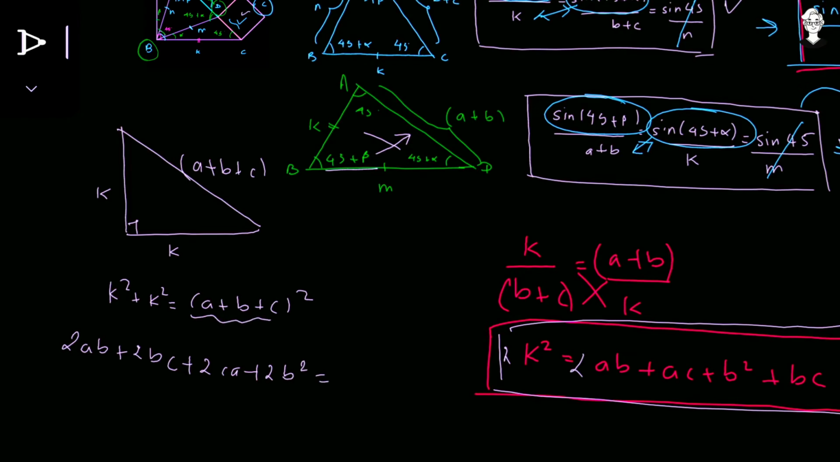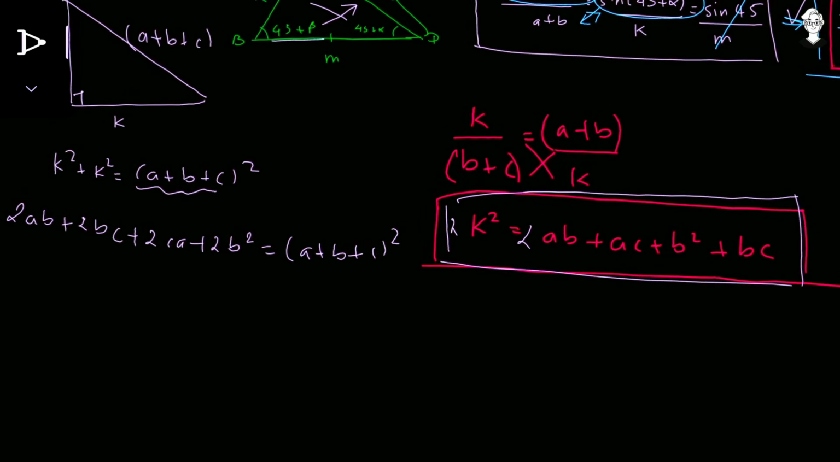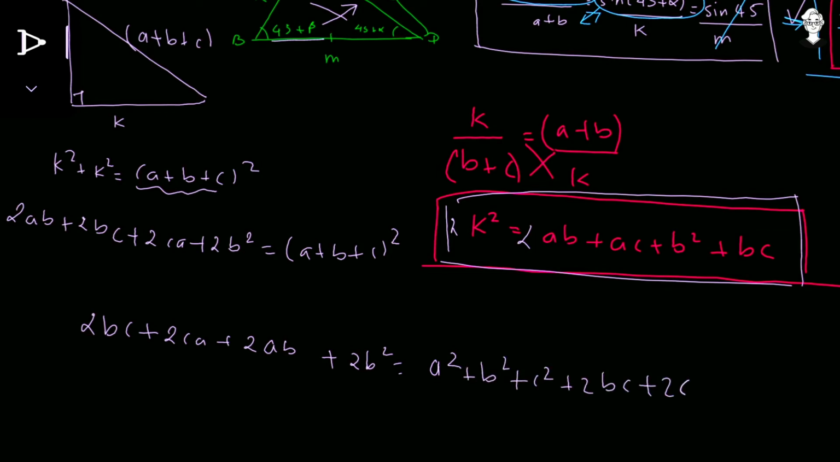plus c the whole square. First of all, writing it as a plus b plus c the whole square. Now writing them clear over here. On the LHS we have 2 times BC plus 2 times CA plus 2 times AB plus 2 times B square is a plus b plus c the whole square. That's a very nice identity, and it's equal to a square plus b square plus c square plus 2BC plus 2CA plus 2AB.